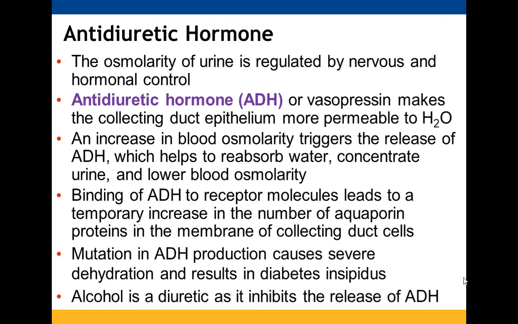When ADH binds to receptor molecules on the collecting duct epithelial cells, it increases the number of aquaporin proteins, which is what allows the water to move through. If there's an ADH mutation, this can cause severe dehydration. You're not able to bring the water back in, and it can cause diabetes insipidus. Alcohol is considered to be a diuretic because it prevents ADH from being released.